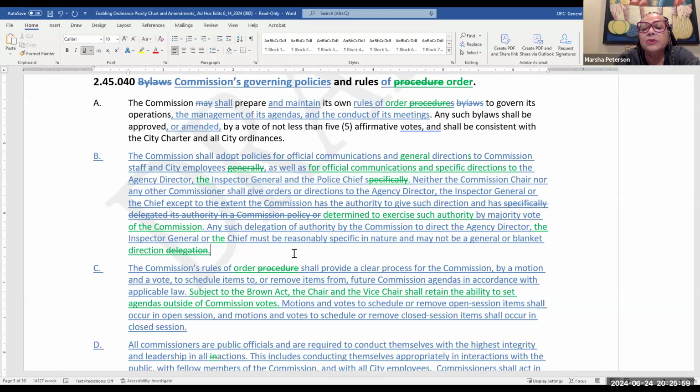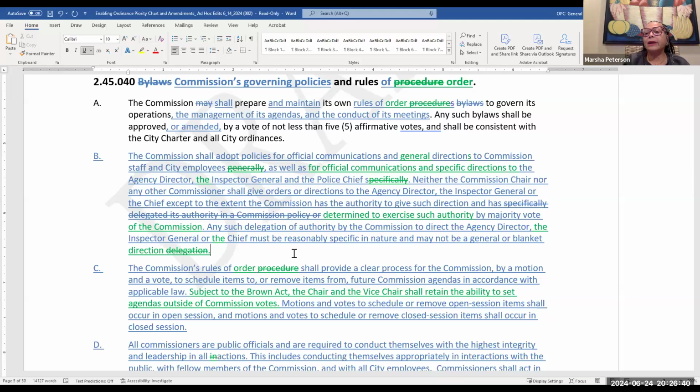But then it says neither the commission chair nor any other commissioner shall give orders or directions to the agency director, the inspector general, or the chief, except to the extent the commission has the authority to give such direction and has determined to exercise such authority by majority vote of the commission. Any such delegation of authority by the commission to direct the agency director, the inspector general, or the chief must be reasonably specific in nature and may not be a general or blanket direction.